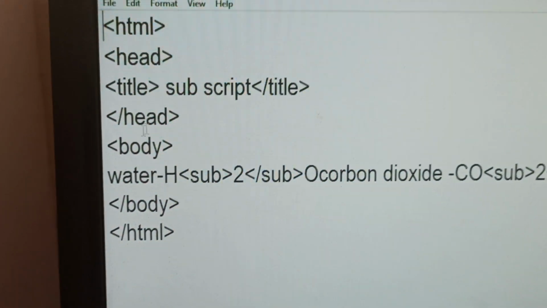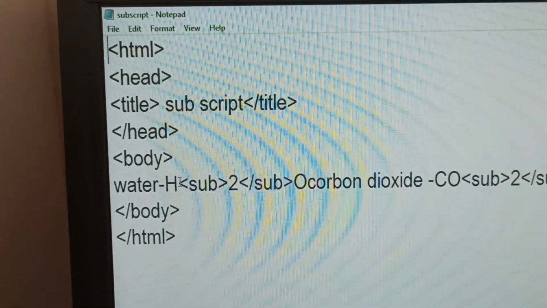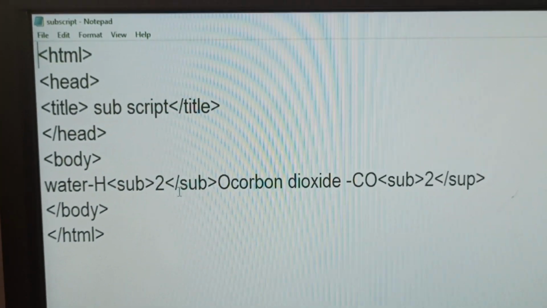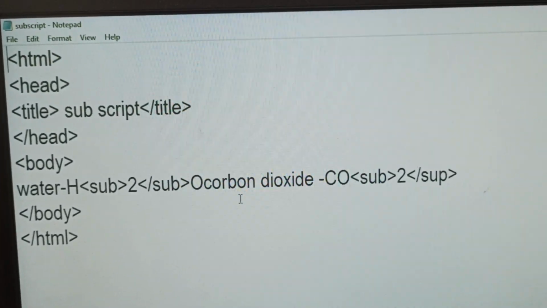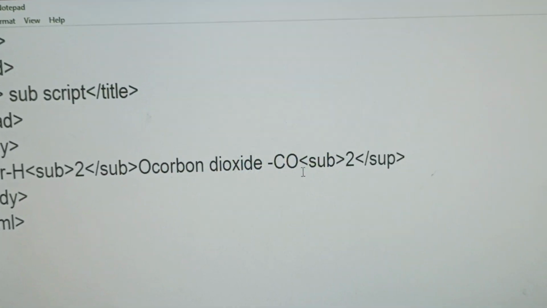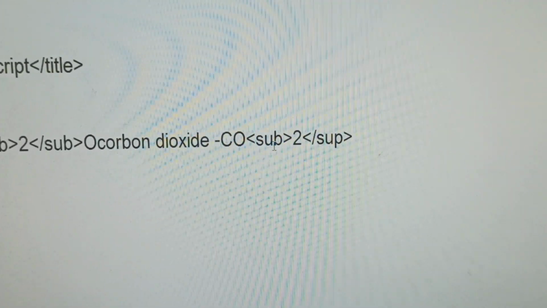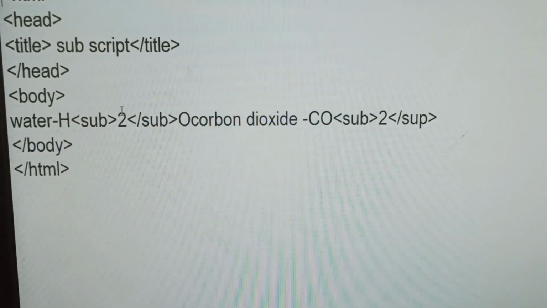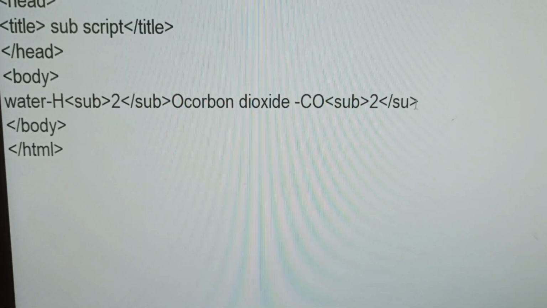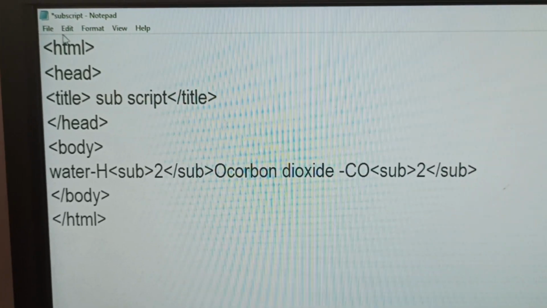HTML, head, title, subscript, head closing bracket, body, water H, 2 with subscript before and closing bracket after. O is normal writing, carbon dioxide also normal writing, CO also normal writing. Again the 2 goes with the opening bracket subscript and closing bracket subscript. Here I am writing sub. Body closing bracket, HTML closing bracket.